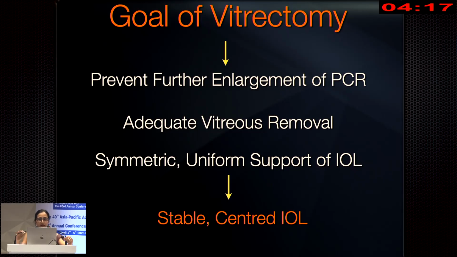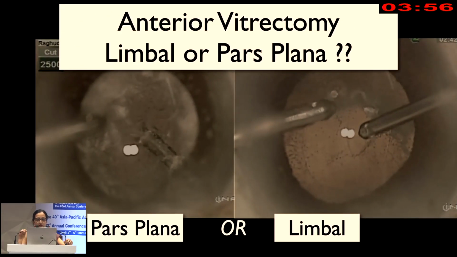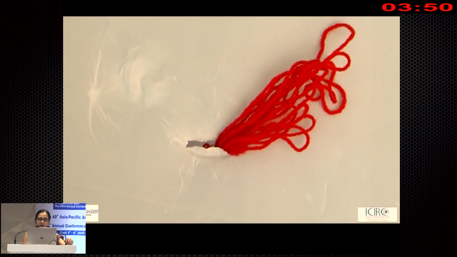Now, the goal of an anterior vitrectomy at that point, if you are not also a trained retinal surgeon, like I am not, is to prevent further enlargement of the PCR, remove the vitreous properly in the area where you want, and make sure that you have a good symmetric support for the IOL, so that you end up with a centered IOL wherever you place it. So then the golden question is whether you would like to do both limbal or whether you would like to go pars plana. I just want to show these two animations.